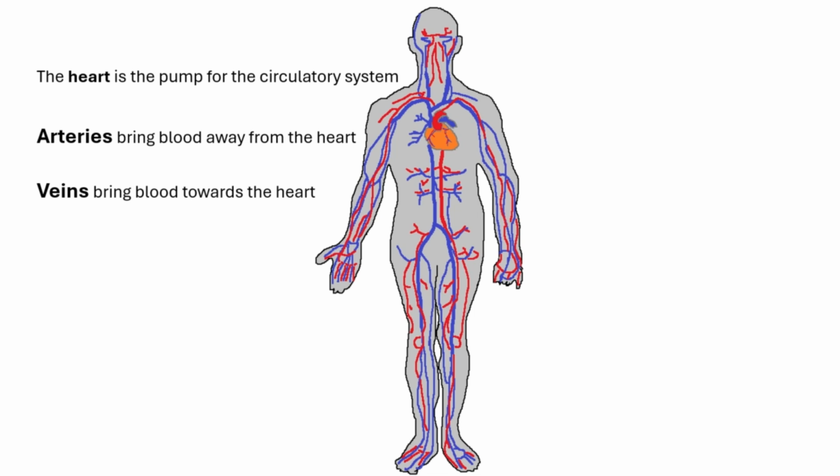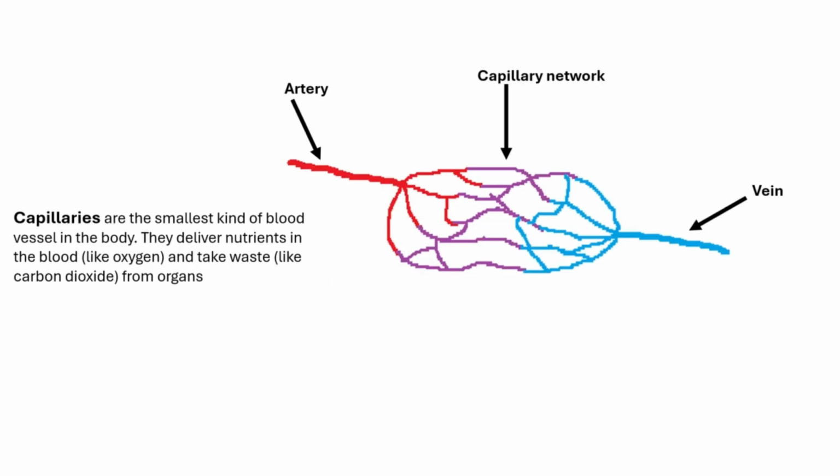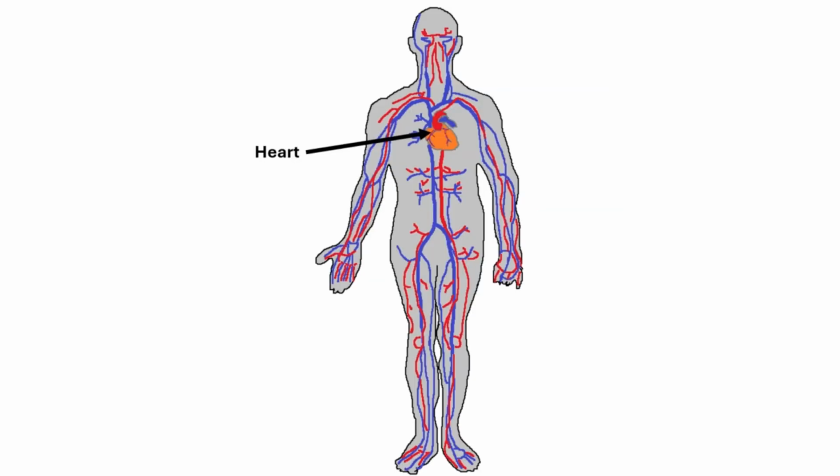The heart acts as the pump for this system, pushing blood away through arteries and bringing blood towards it through veins. Capillaries are the smallest type of blood vessel. They exchange substances in the blood with organs. Now let's go into some detail on how the heart works.